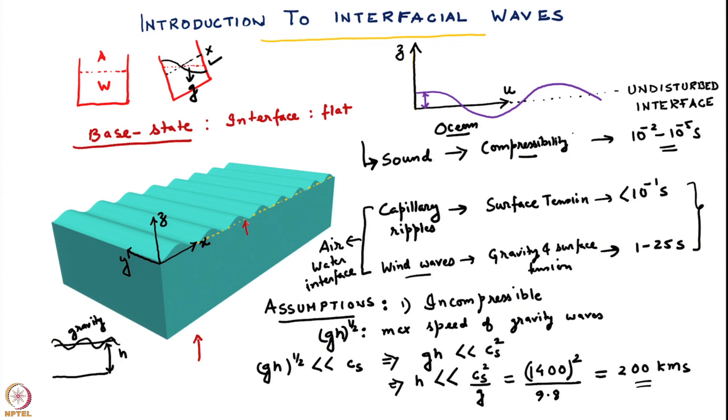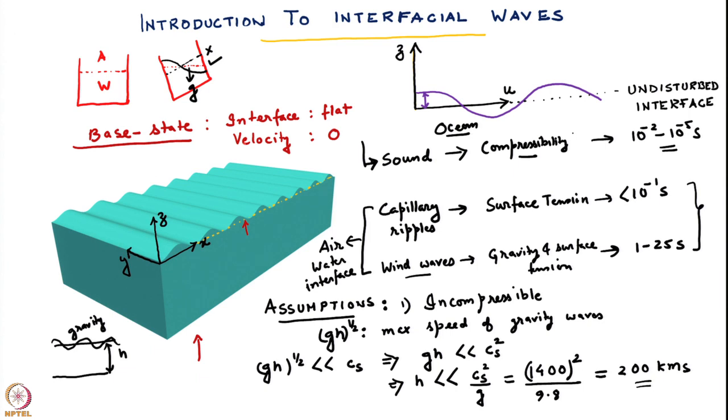We are going to introduce some perturbations. Because of those perturbations, the interface is going to move up and down. As a result, there will be some velocities induced. So in our base state, the velocity field is 0. So quiescent fluid, interface is flat, no motion inside. The only quantity which is going to be non-trivial in the base state is the pressure field.